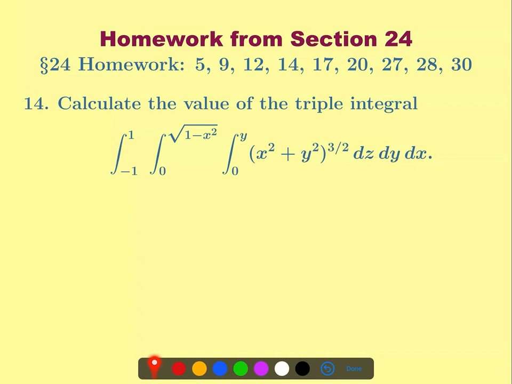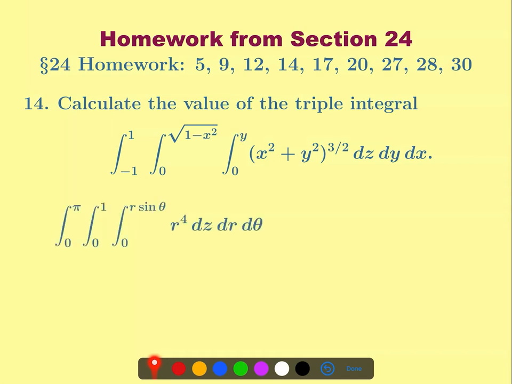Let's look at the limits of integration. In the xy plane, we have x between -1 and 1, and y is going from 0 to this circle of radius 1 centered at the origin. So this is going to be a half circle above the x-axis, centered at the origin of radius 1. So theta is going to go from 0 to pi, at the top part of the circle, and r is going to go from 0 to 1 because the radius of the circle was 1. Now z is going from 0 to y. We have to convert that into polar coordinates also, and that's r sine theta.